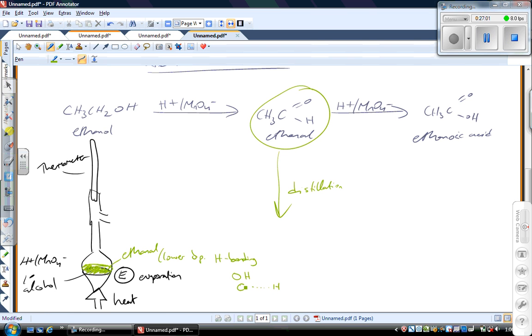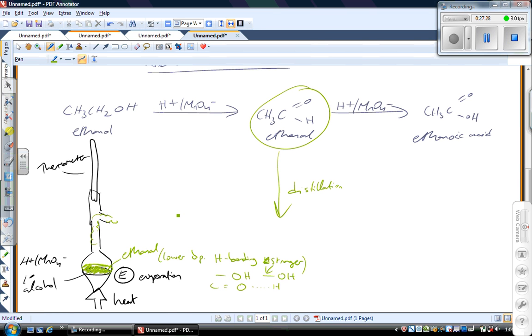Hydrogen bonding between two ethanal molecules, through the carbonyl oxygen, is possible, but it's stronger between two OH groups. So the hydrogen bonding in an alcohol is stronger, and that explains why the boiling point of an alcohol is higher than an aldehyde. So the aldehyde's boiling point is lower, and as a result it vaporizes. I'm just going to represent that with some green smoke here.